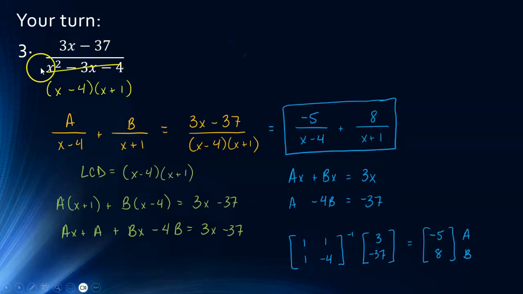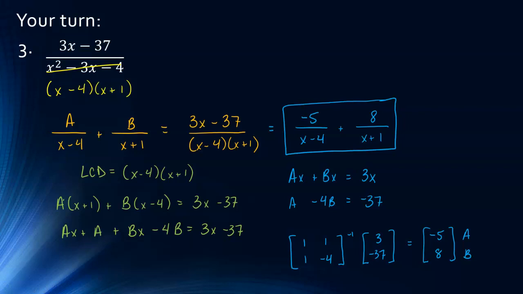So to start out with, make sure you factored it correctly. So you should have factored it what I have in yellow, x minus 4 times x plus 1. All right, so if you did that correct, then the next thing you would do is take those two factors in the denominator, separate them out using different letters in the numerators. So we would have a over x minus 4 and b over x plus 1 equals the original fraction, which is 3x minus 37 over x minus 4 and x plus 1, which is also your least common denominator.